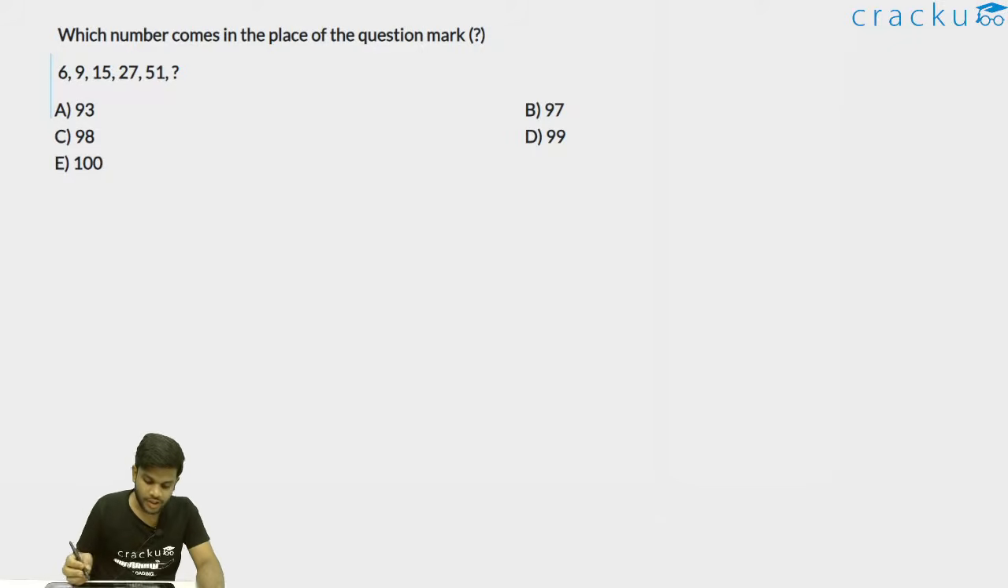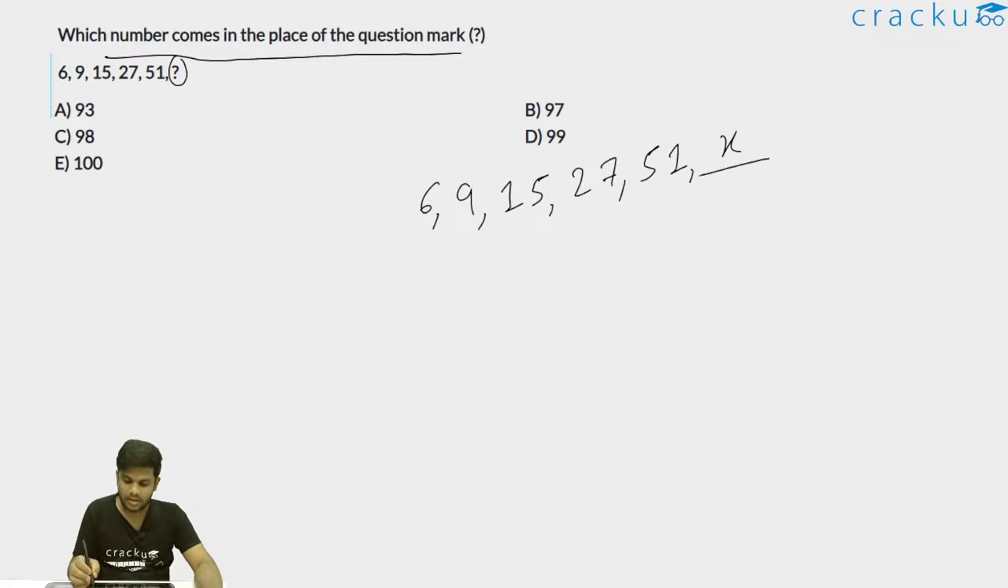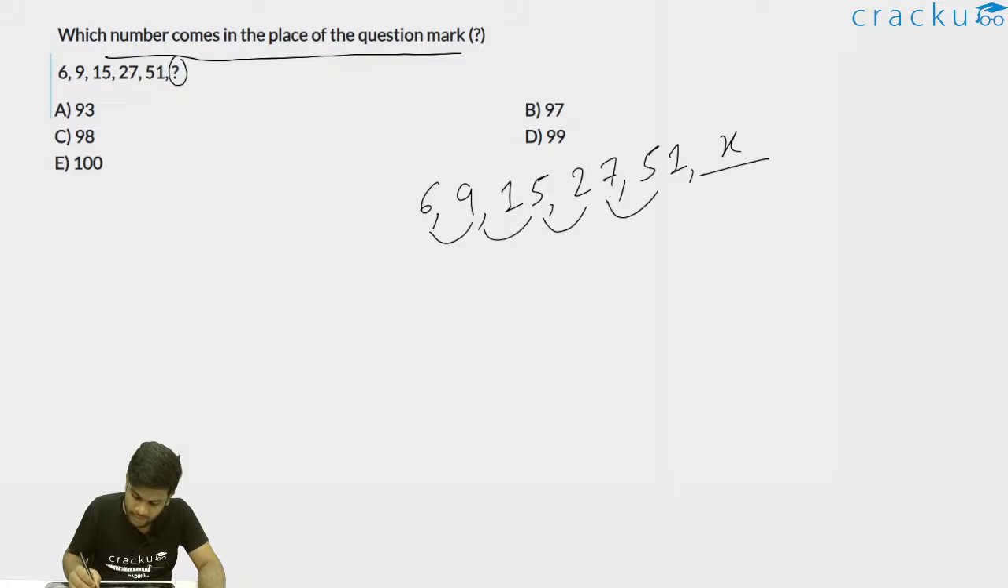Okay, so in this question it is asked what number comes in the place of the question mark. So that means we have to find this number. And we are given 6, 9, 15, 27, 51. Let's take the last number to be X. Now there should be some relationship between each one of them which can be extended to 51 and X.